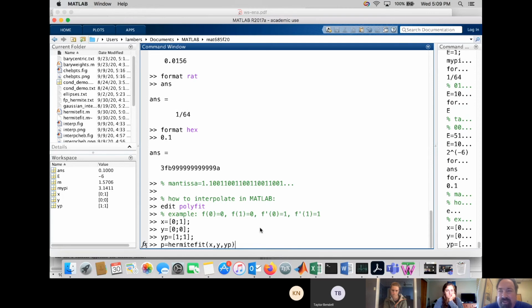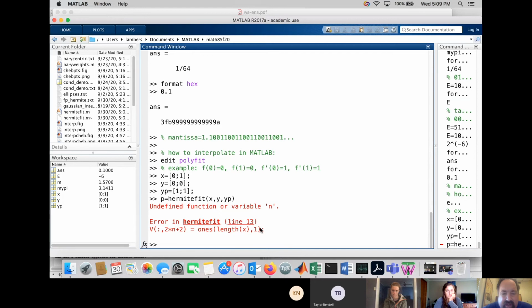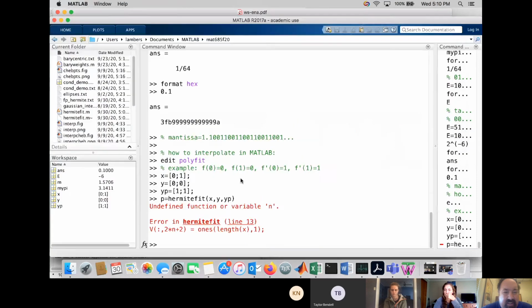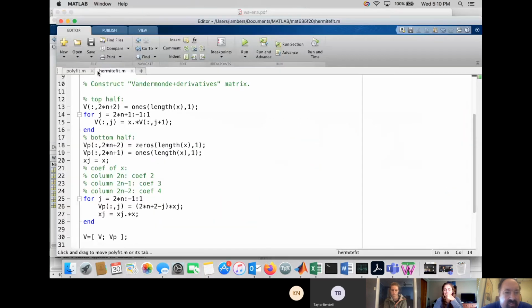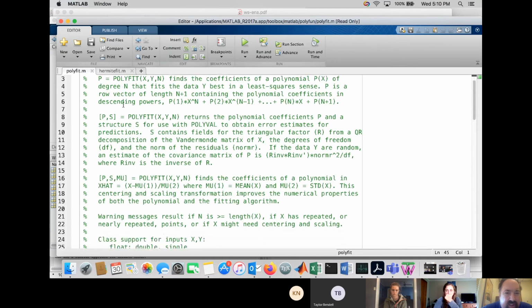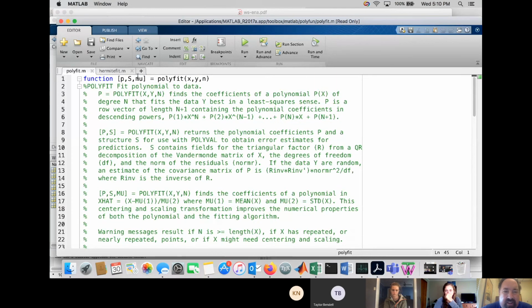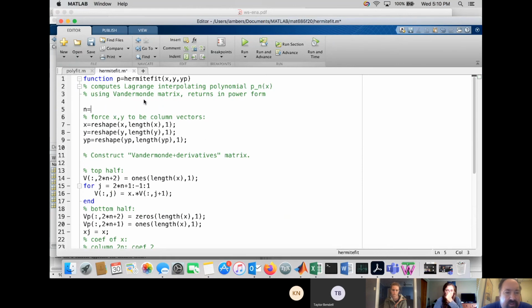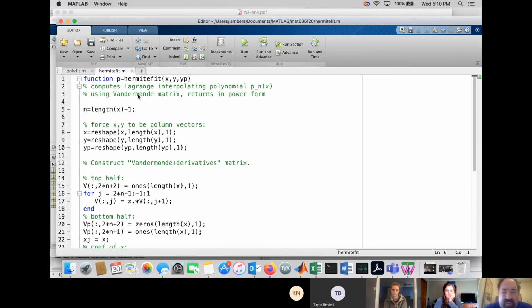So if it goes wrong, I have 6 minutes to fix it. Dang it. Okay. Oh, I know why. I forgot to define n. Easily fixed. Because that means that this is wrong too. Oh, this is their polyfit. Oh, n is passed as a parameter in their case. I don't have it here. n is equal to the length of x minus 1. Okay, so at least there's something like that that's easy to fix.